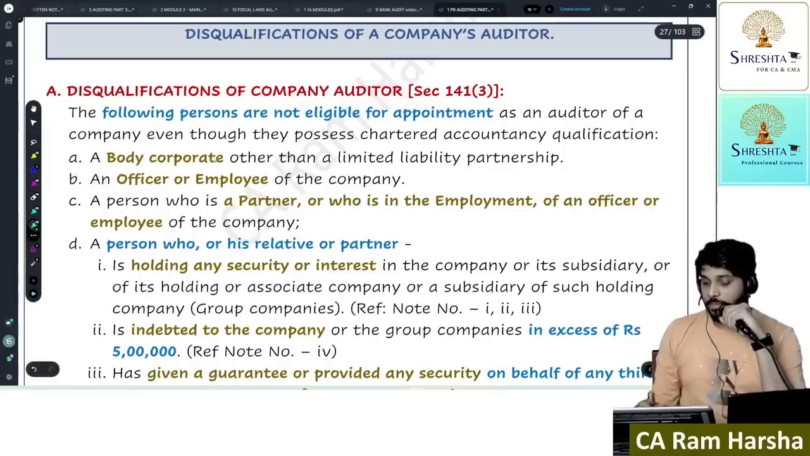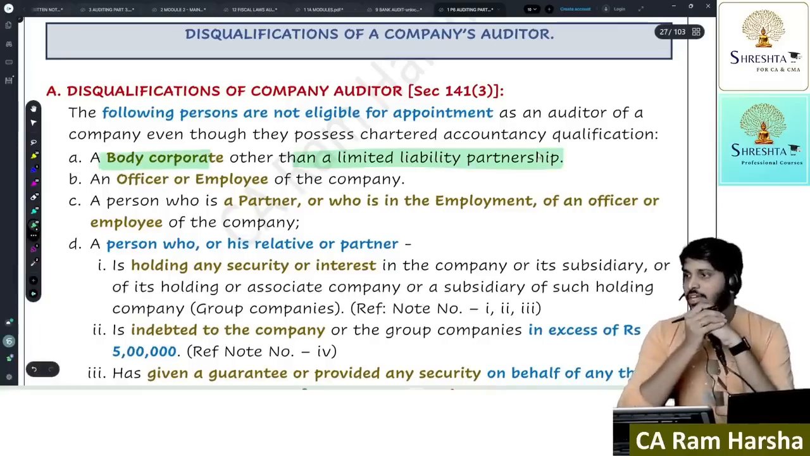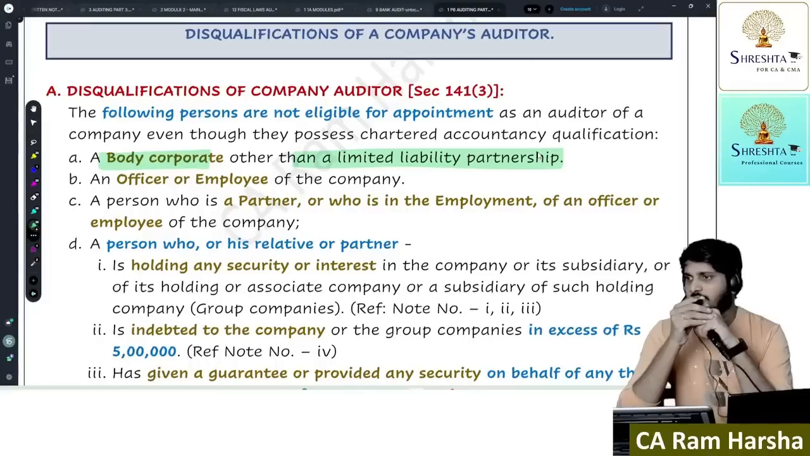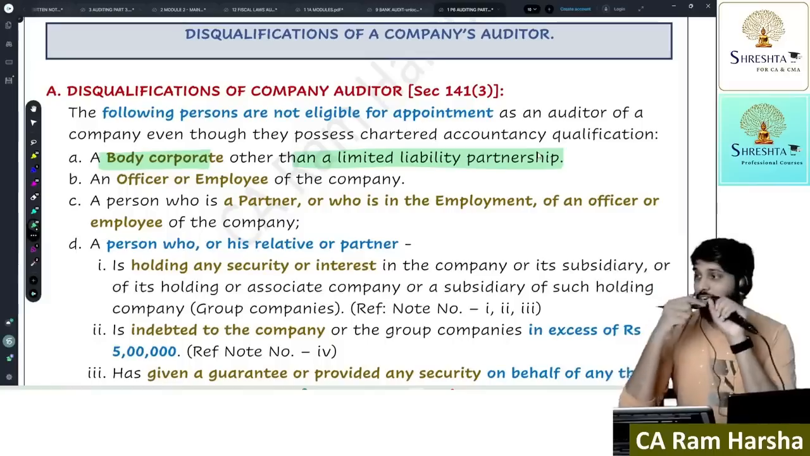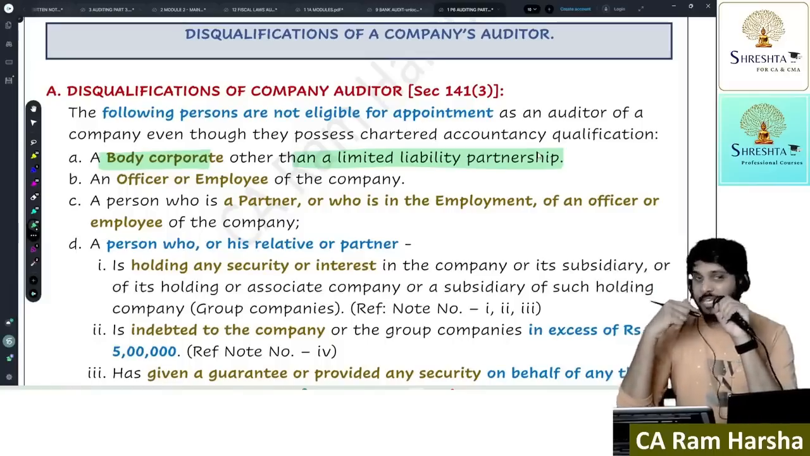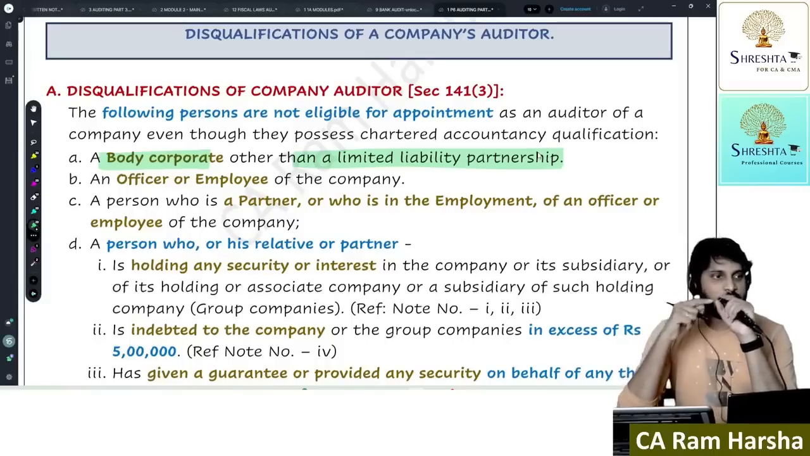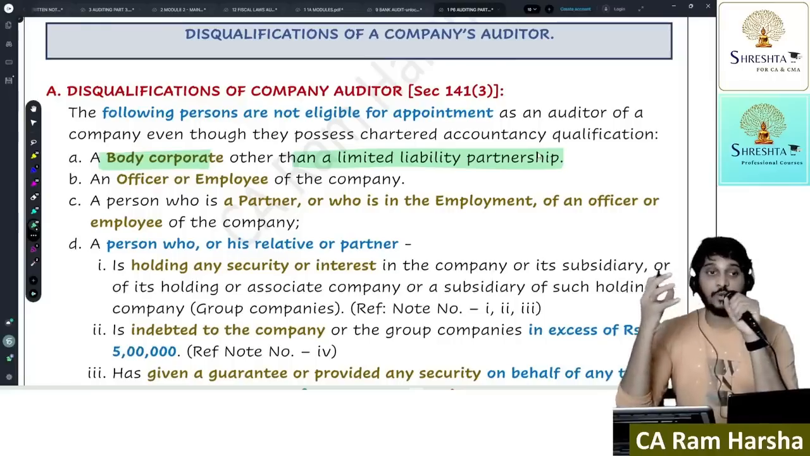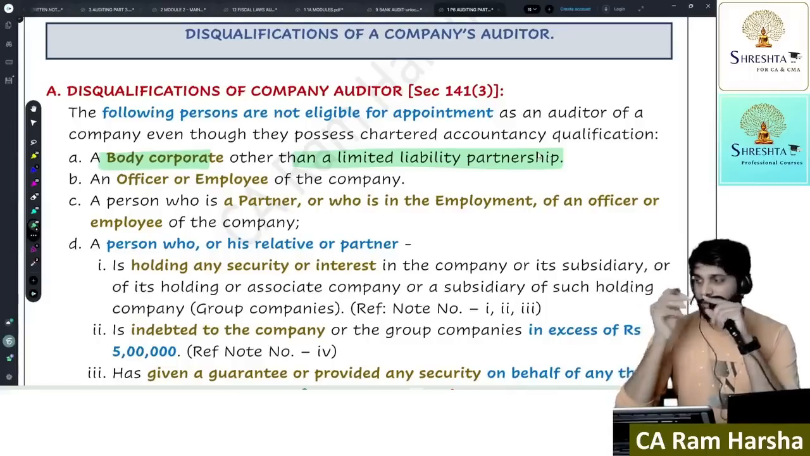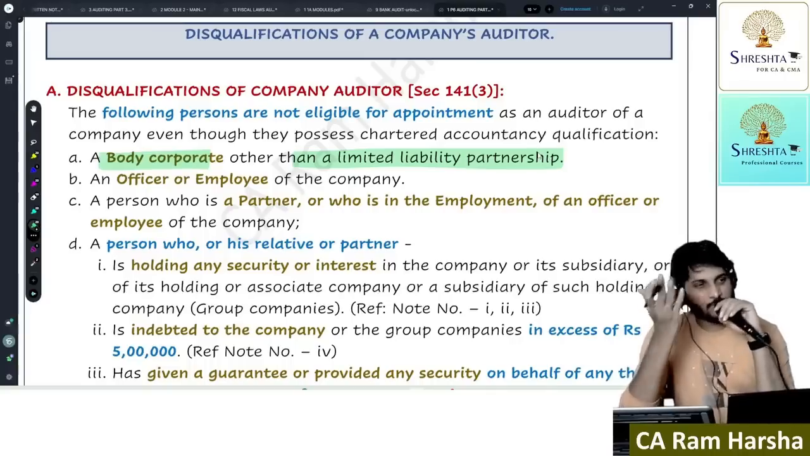Who? A body corporate other than an LLP. A body corporate is not eligible because the Companies Act itself says a body corporate is excluded. A body corporate has a separate legal entity status from its members. Suppose I incorporated a private company. I qualified as a CA, with me and my 3 friends, totally 5 of us, for example. All 5 of us became shareholders in the company and wanted our company itself to act as auditor for another company. Now, separate legal entity, limited liability, so many issues were there, no?